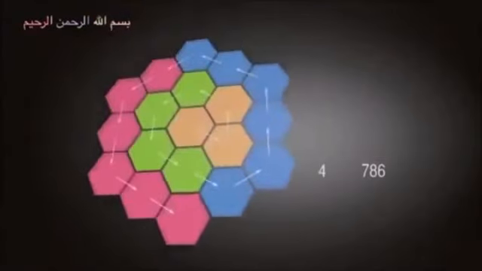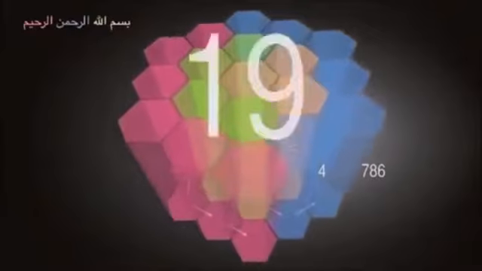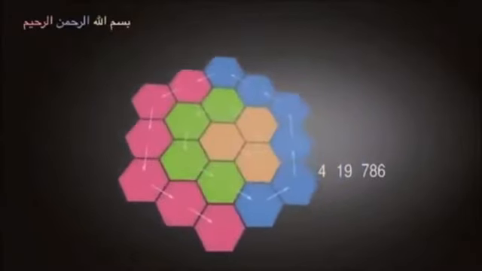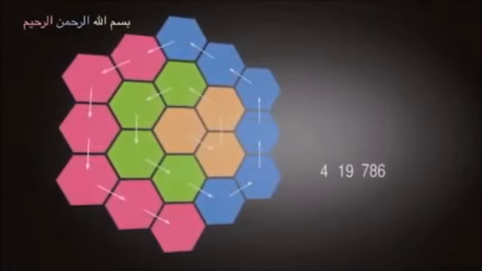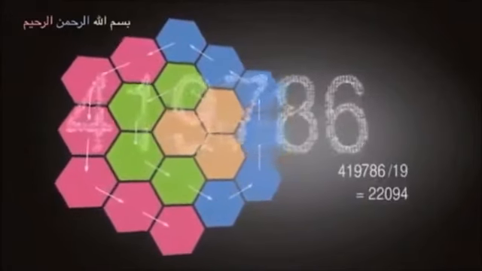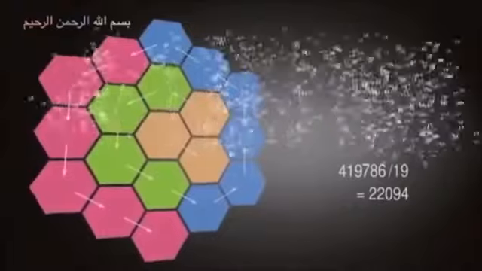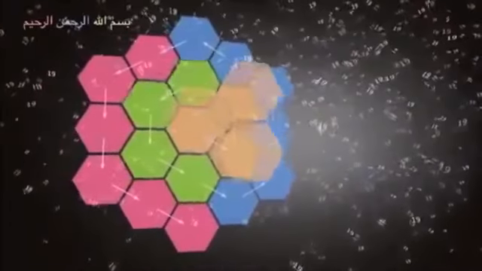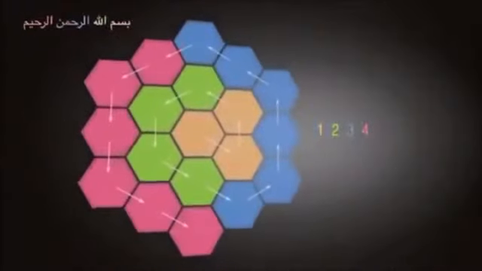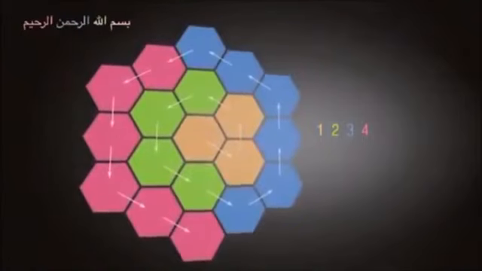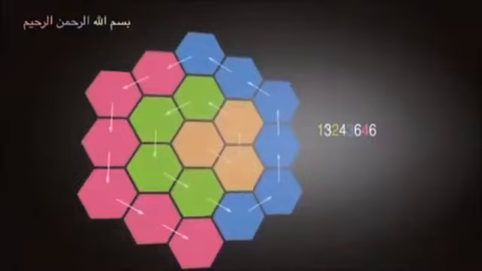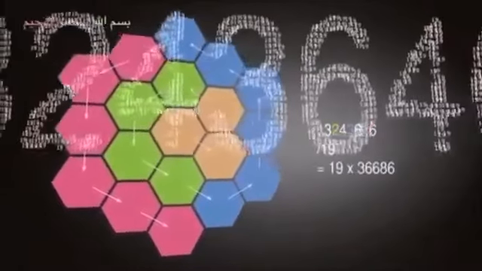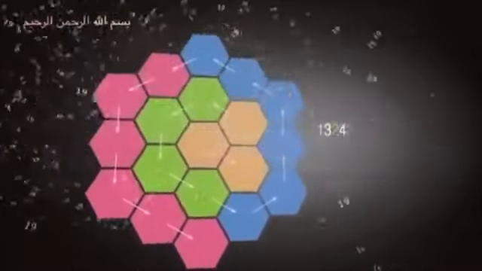Bismillah has 4 words, 19 letters. The total numerical value of Bismillah is 786. This 3-digit number is divisible by 19 without a remainder. Let's rewrite the sequence number of each word in Bismillah and after it the number of letters in each word. This whole sequence is an 8-digit number divisible by 19.